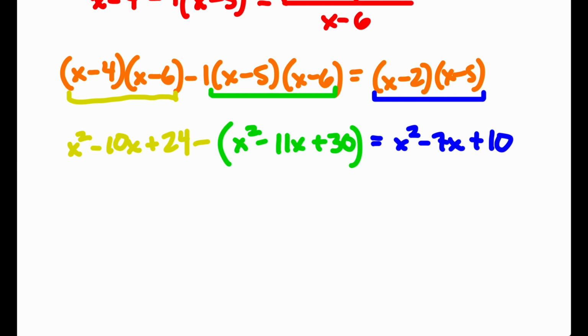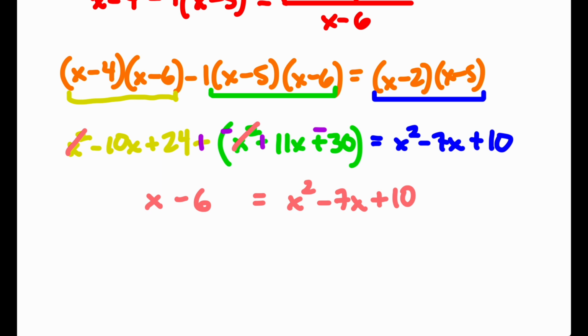All right, first thing we're going to do is simplify this right here. So that's going to be a plus. This will switch signs. This will switch signs. That's going to switch signs. And then we can just add across here. The x squared and minus x squared is going to cancel. Negative 10 plus 11x is just going to be x. 24 plus negative 30 is negative 6, is equal to x squared minus 7x plus 10.